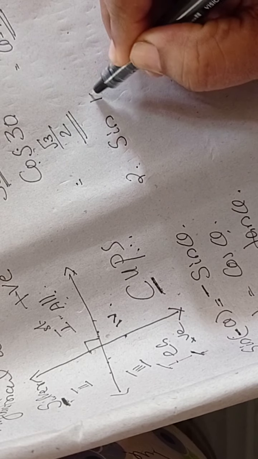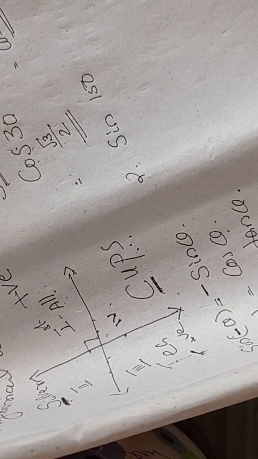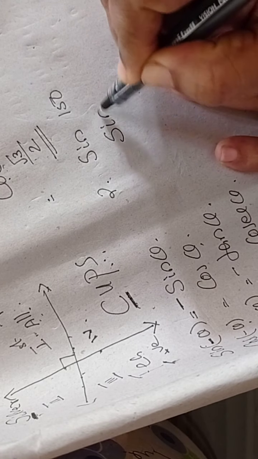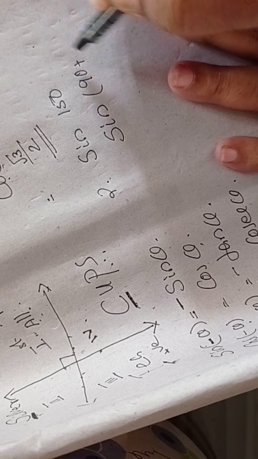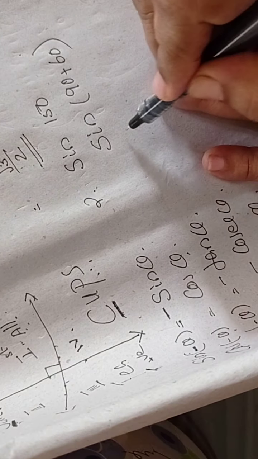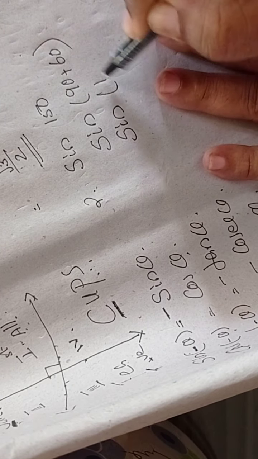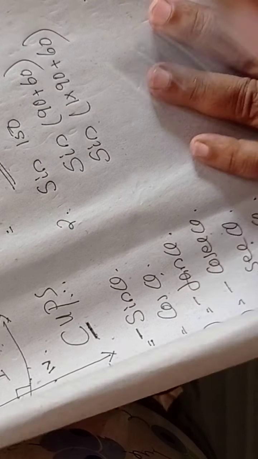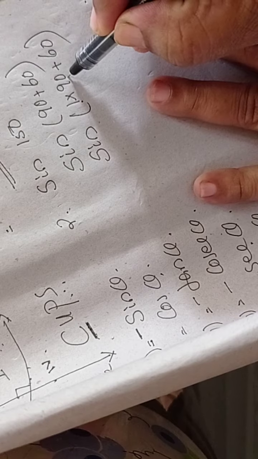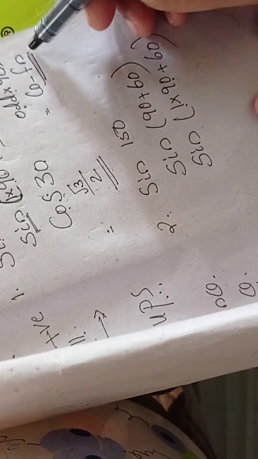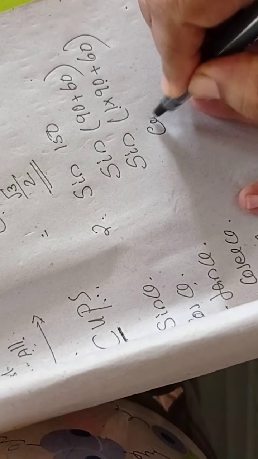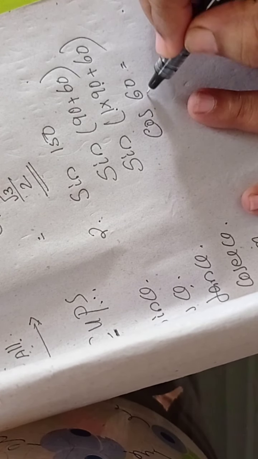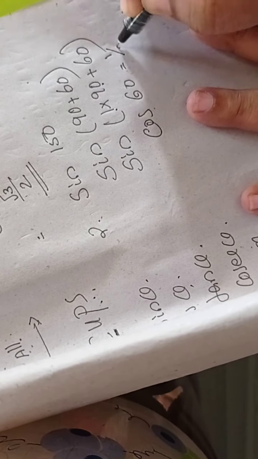Sine 150. How can you write sine 150? Sine 90 plus 60. Agree? Sine 1 into 90, that is odd into 90, so we get the cofunction. Therefore, cos 60. What is the value? Cos 60 is 1 by 2.